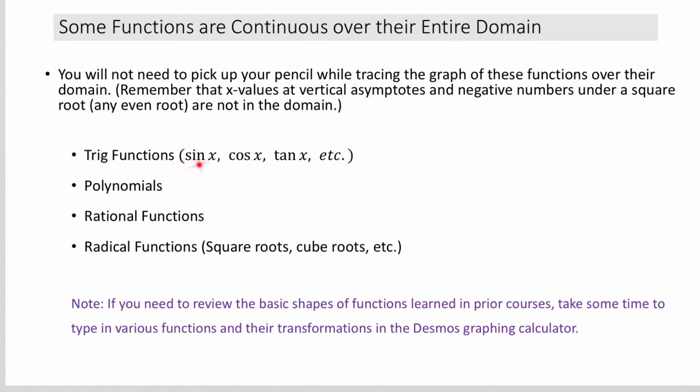Okay, so we're not even talking about the values that aren't in the domain in the first place. Alright, so a trig function here, these are smooth curves. So these are continuous over their entire domain. Polynomials are smooth curves. These are continuous over their entire domain. Rational functions are continuous over their entire domain. Radical functions are also continuous over their entire domain. So we know that about these types of functions, which can simplify some of our work.